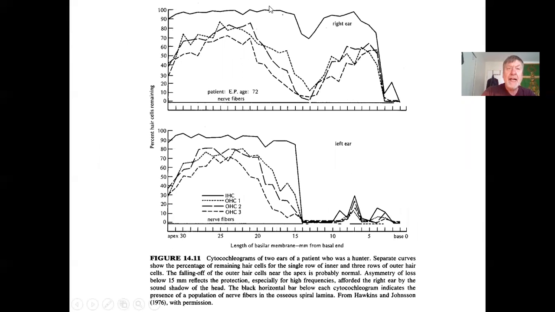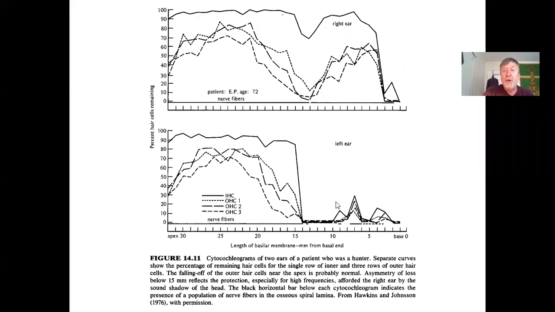Here's a hunter who is right-handed. Now, if you're right-handed, how do you hold a rifle? Which ear is exposed to the gun barrel? The left. So a right-handed rifle shooter is going to have more noise exposure to the left ear, and vice versa. So when you go here, you can see that there's more hair cell damage to this hunter's left ear than there is to his right ear. I'll let you read that. I think it's kind of interesting.